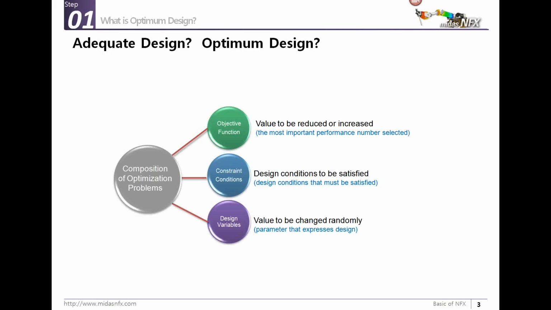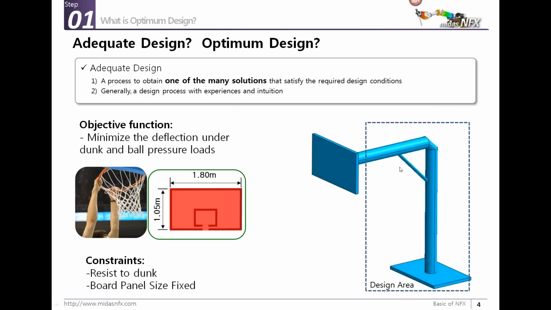The variable is something that can change, so this is what is defined during this optimization process. I'll give you some concrete examples, of course, so you understand what I mean by that.